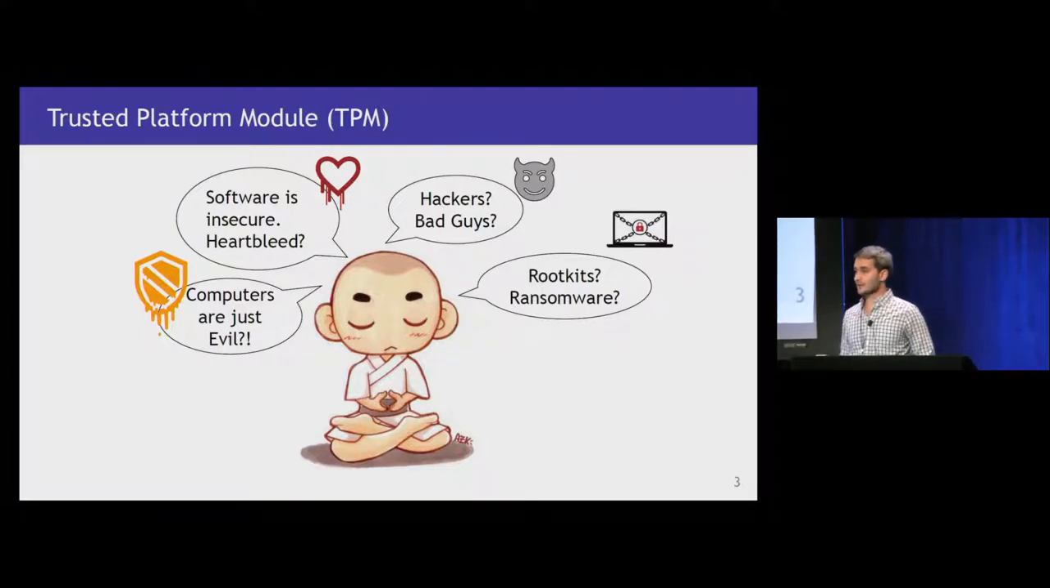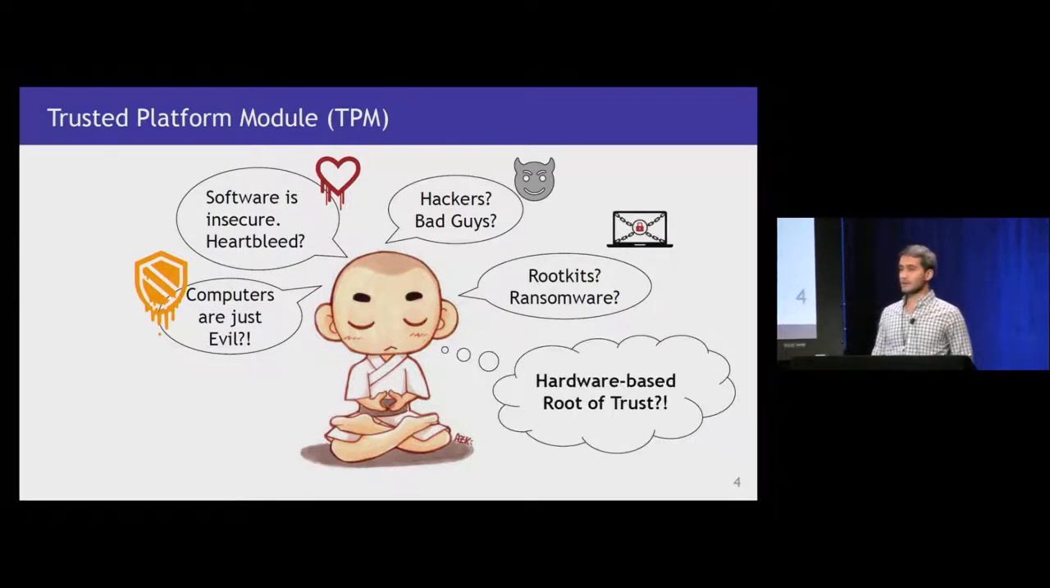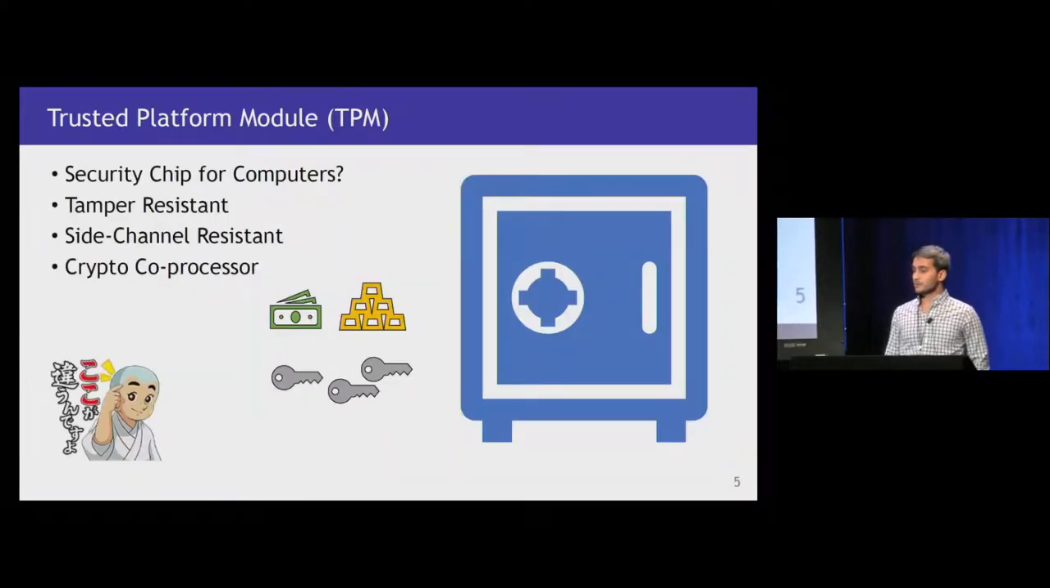We have seen lots of CPU attacks, so we cannot really rely on the host and the CPU to provide any root of trust for us. So there is a need for a hardware-based root of trust. This need has been around for a long time now. Some people came up with a solution, security chips called Trusted Platform Modules, or TPMs, that are embedded into your computer or laptop. These TPMs are supposed to be tamper resistant and side-channel resistant, and they provide some cryptographic functionalities.